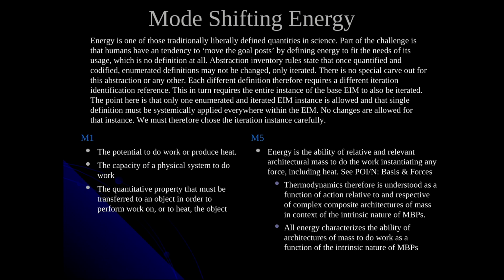Mode shifting energy. This is one of those concepts that's been liberally applied, especially in science fiction and the media. But energy under M1 is the potential to do work or produce heat, the capacity of a physical system to do work, or the quantitative property that must be transferred to an object in order to perform work on or to heat the object. In M5, energy is the ability of relative and relevant architectural mass to do the work instantiating any force, including heat. And see the paradigm of interest chart on bases and forces.